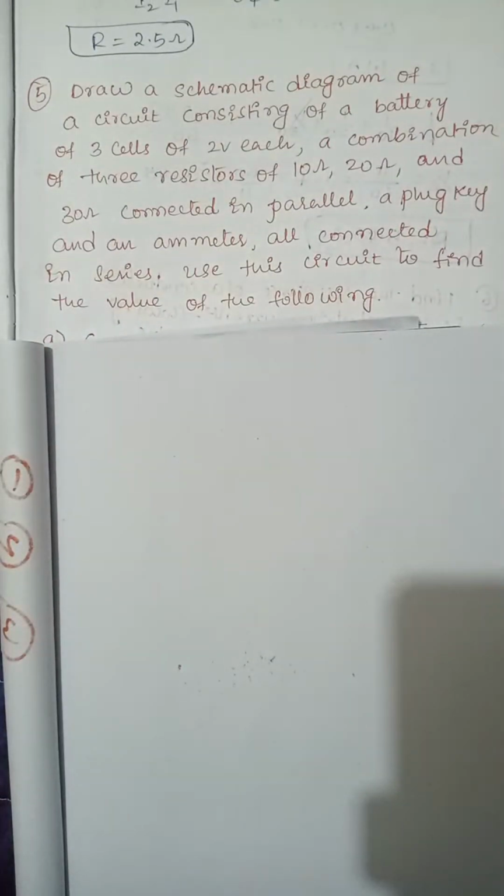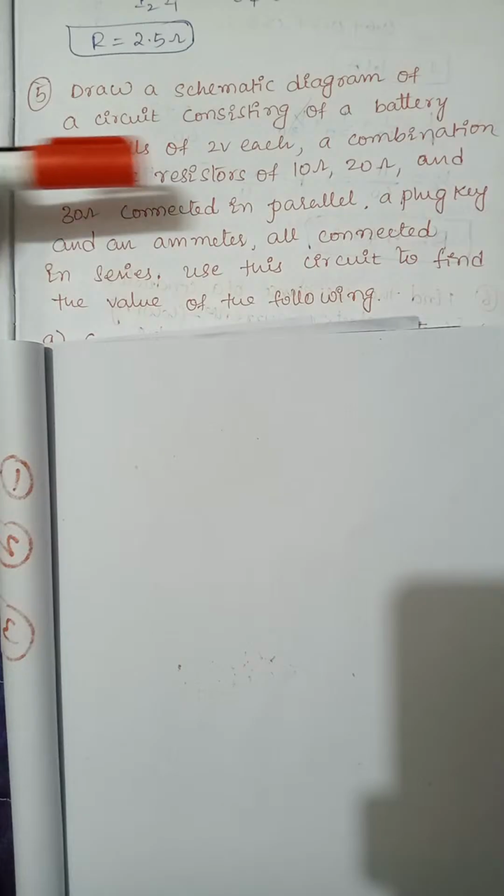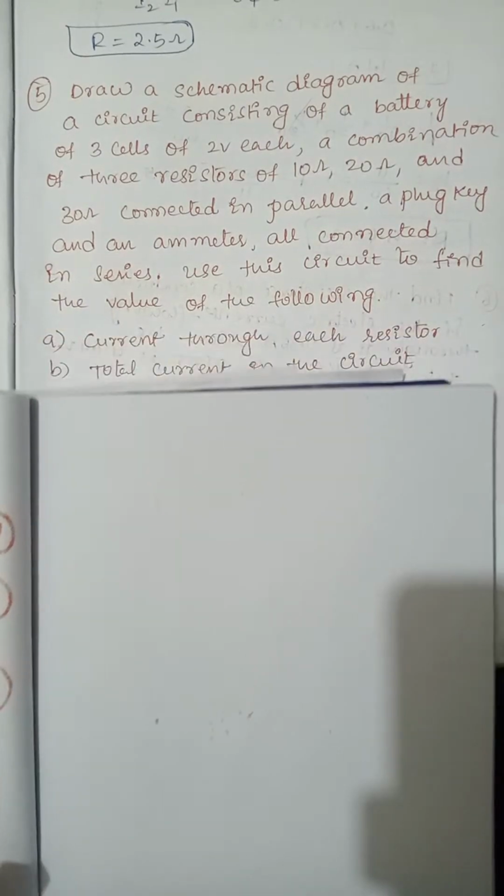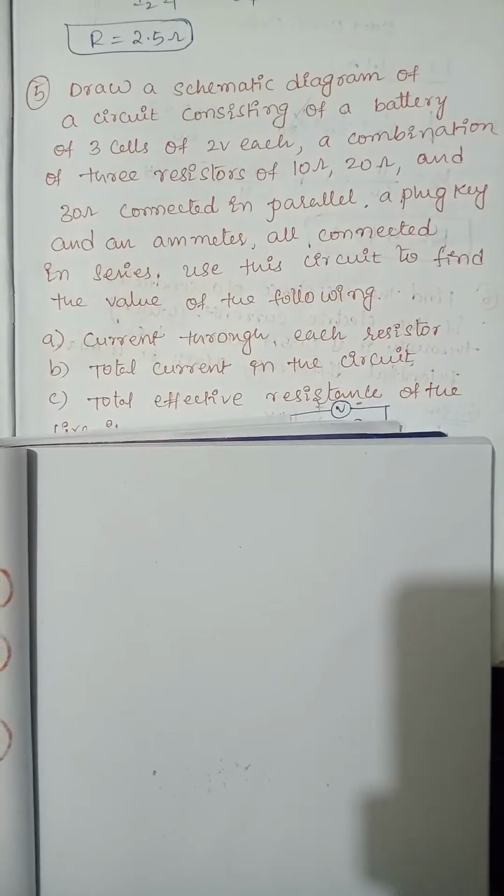So you can see here, a schematic diagram of a circuit consisting of a battery of three cells, 2 volts each, a combination of three resistors, 10 ohm, 20 ohm and 30 ohm, connected in parallel, a plug key and an ammeter, all connected in series. Use this circuit to find the following values: current through each resistor, total current in the circuit, and total effective resistance.